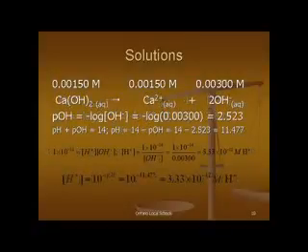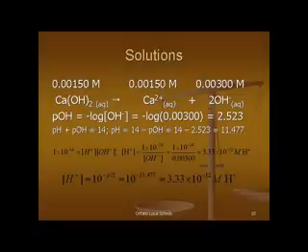Finally, let's look at our calcium hydroxide. Now, when calcium hydroxide ionizes in water, we'll get 1 calcium for every calcium hydroxide formula unit and 2 hydroxide ions for every calcium hydroxide formula unit. So if we have 0.00150 moles per liter calcium hydroxide, we'll get 0.00300 moles per liter of the hydroxide ion. You just take the subscript 2 times the original molarity, and that will give you the molarity of the ion. We find our pOH, the negative log of 0.00300, and it gives us a pOH of 2.523.